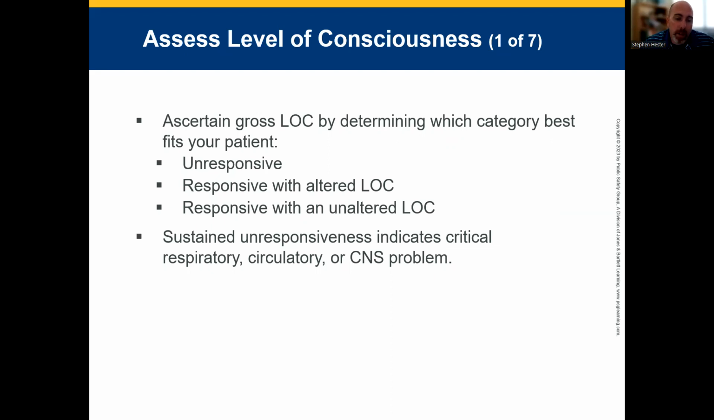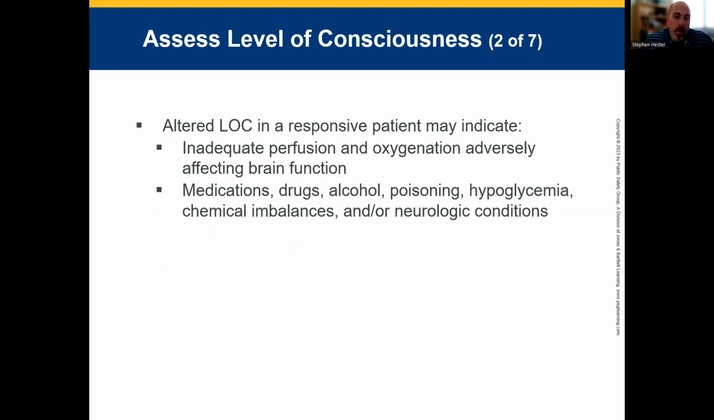This is the part where we need to try to guess where our GCS is. Most all receiving facilities now, if you have an altered level of consciousness, they're going to want to know what your GCS score is. Do we have inadequate perfusion and oxygenation? So do we need to correct it? How do we need to correct it? And what it could be from? Is it from some medications, drugs, alcohol poisoning, hypoglycemia, chemical imbalances? All these are possibilities.